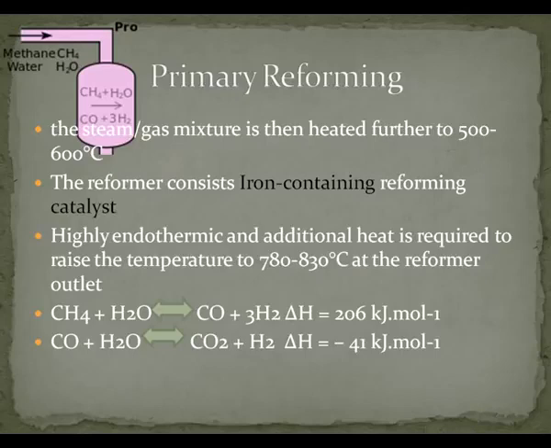Catalyst has no effect on the position of chemical equilibrium. Rather, it provides an alternative pathway with lower activation energy and hence increases the reaction rate, while remaining chemically unchanged at the end of the reaction.